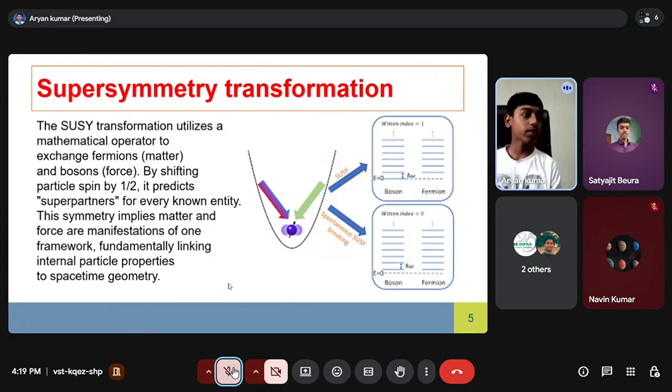This is well explained in superspace. Superspace is like a 4D graph, so we'll talk about that later. And in the supersymmetry transformation, it has a mathematical operator. There are also some flaws in it. But what this does is that it exchanges the fermions, matter, and bosons into their counterparts. If it is a matter, it will become a boson, and it shifts the particle's spin by one half. So, ladies and gentlemen, any questions?